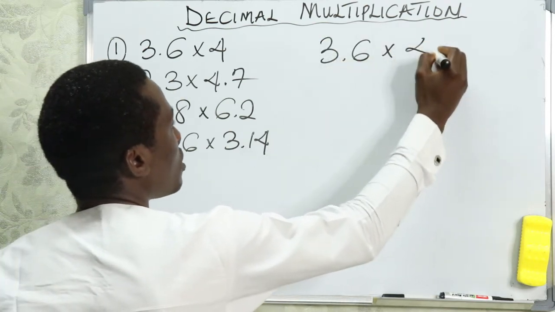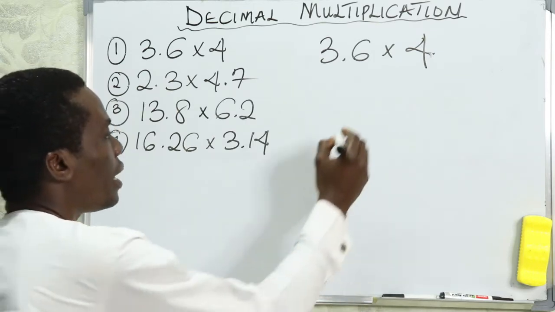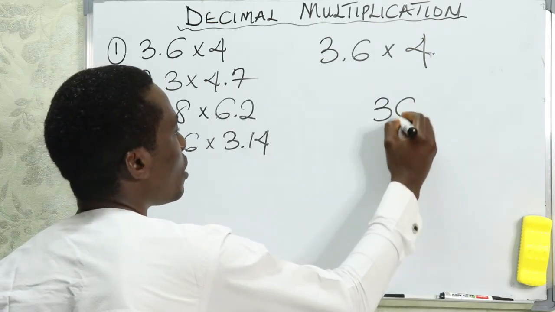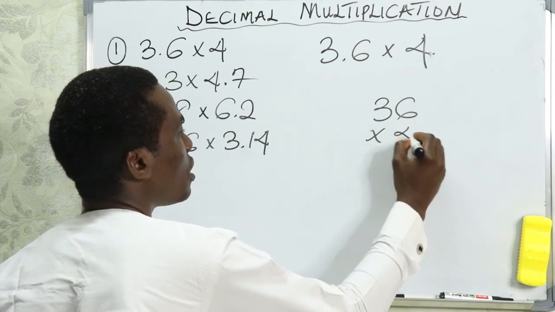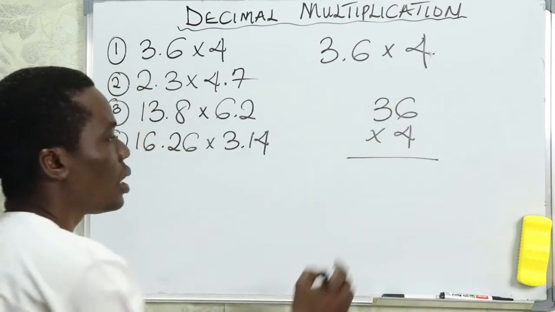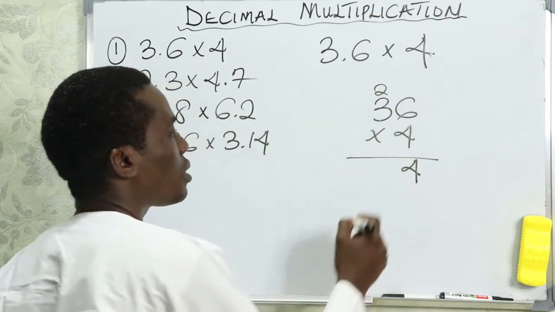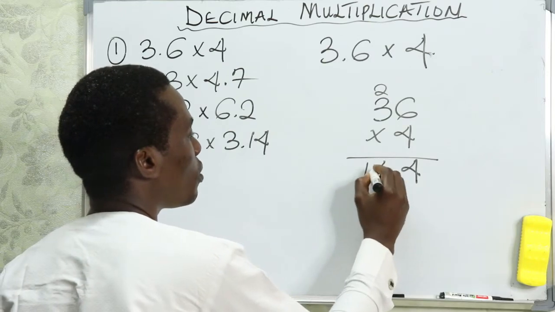3.6 times 4. So all you need to do first is to multiply as if there was no decimal. That will give you 36 times 4. 6 times 4 will give you 24. You write 4, you carry 2. 4 times 3 will give you 12 plus 2. That will give you 14.